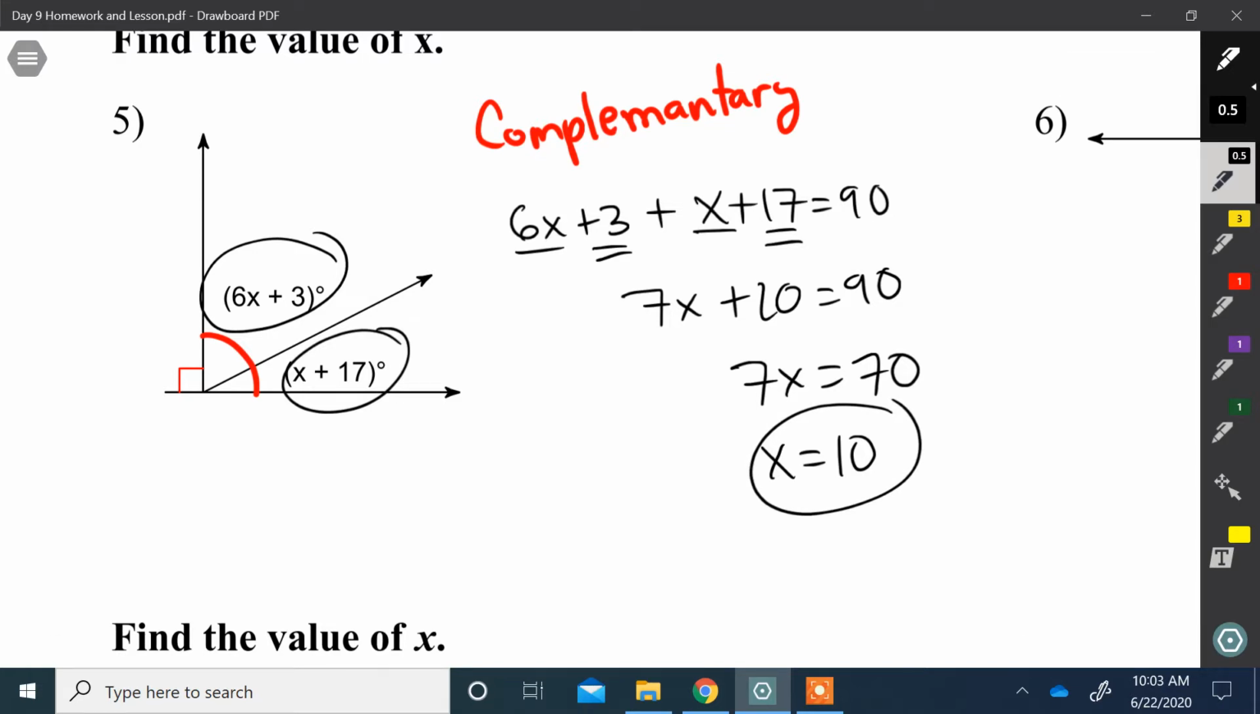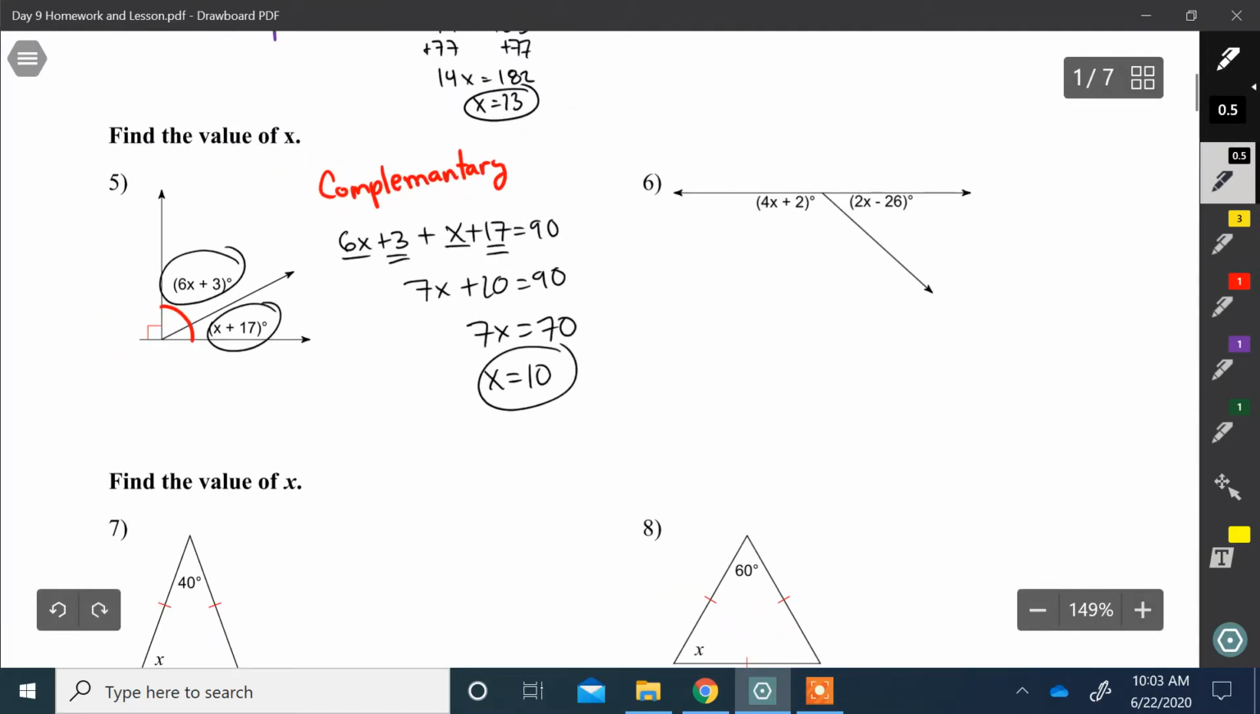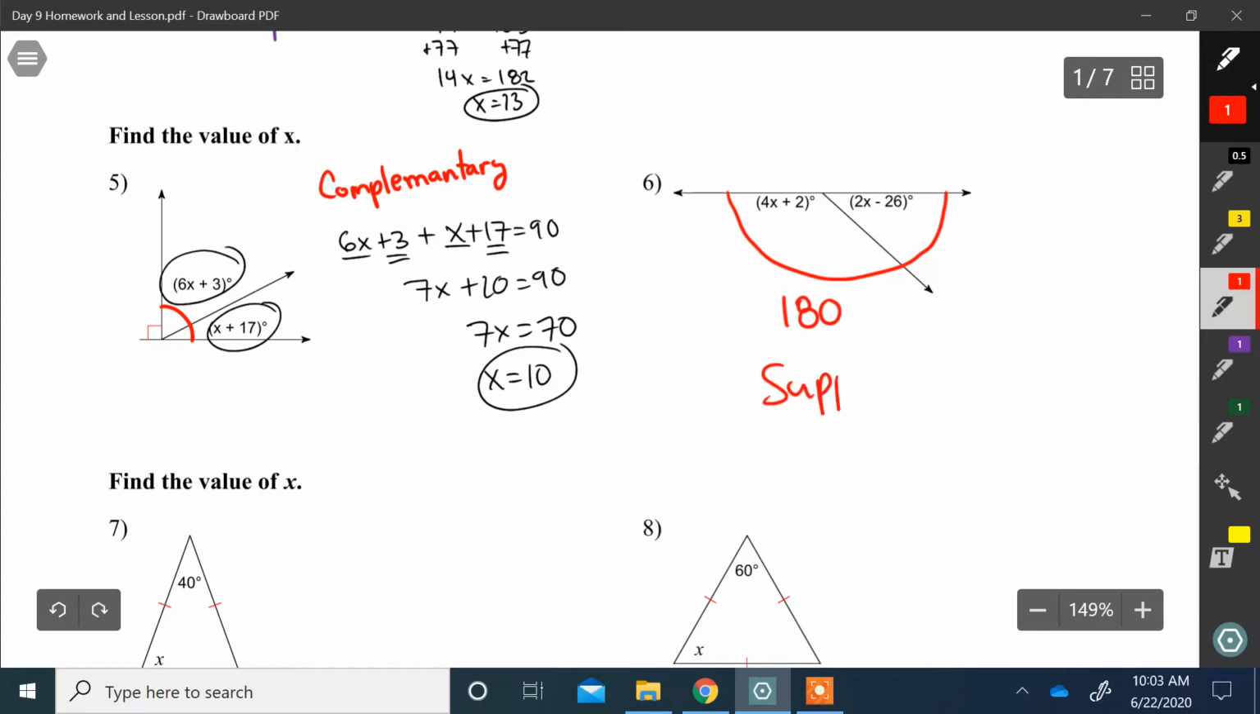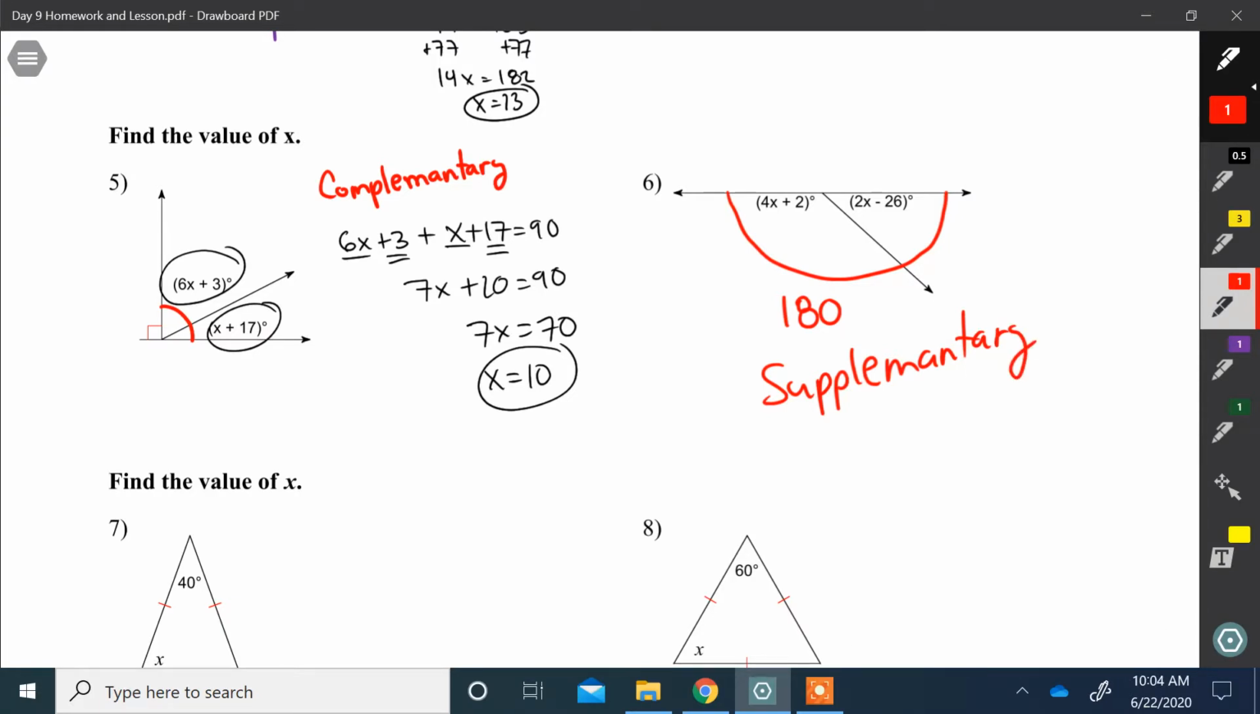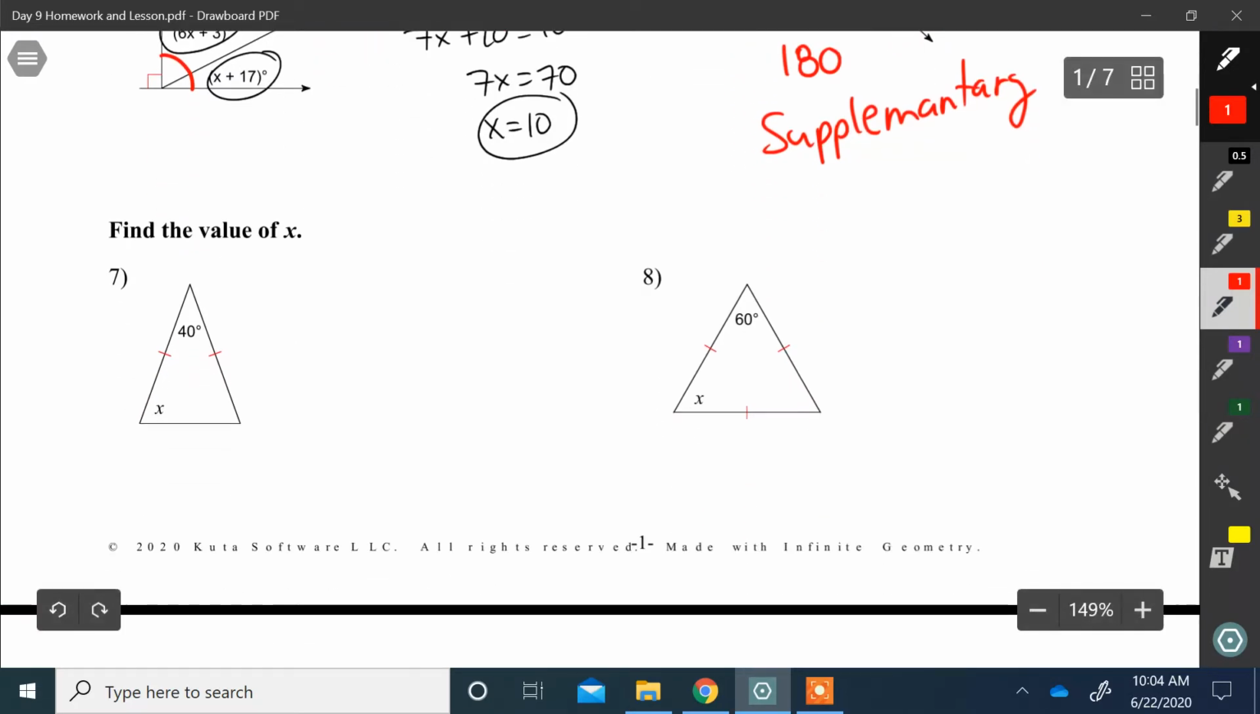Okay, all right. Number 6, very similar. All you have to do now is that all of this will add up to 180 degrees. Those are what we call supplementary angles. Okay, supplementary angles are two angles that add up to 180 degrees. Okay, as you can see in number 6.